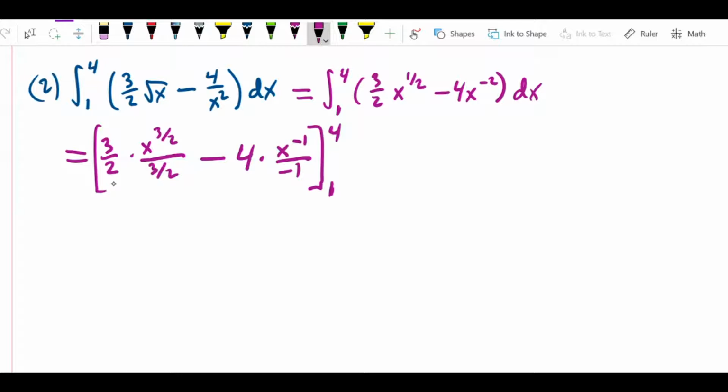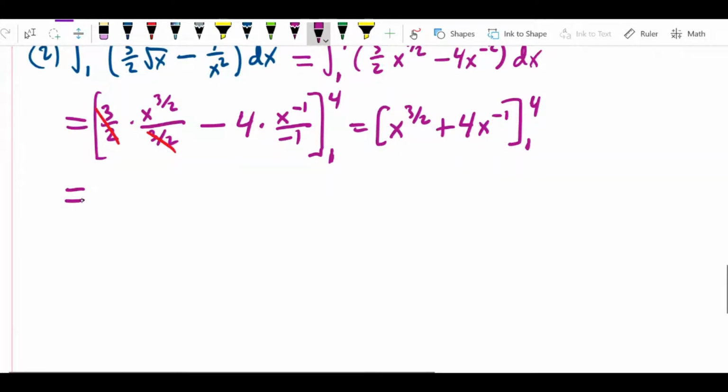I want to simplify this expression a little bit more before I start plugging in numbers. So let's observe that these 3/2 over 3/2 just cancel out, and we also have minus 4 divided by negative 1, which is going to give positive 4. So that gives us x to the 3/2 plus 4x to the negative 1 from 1 to 4.